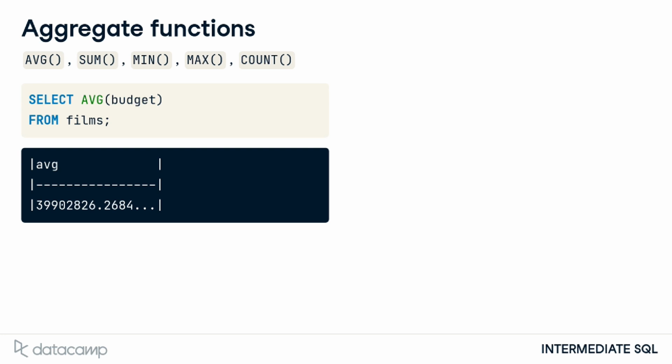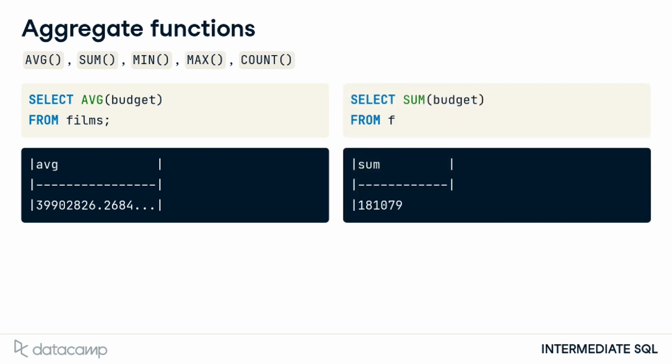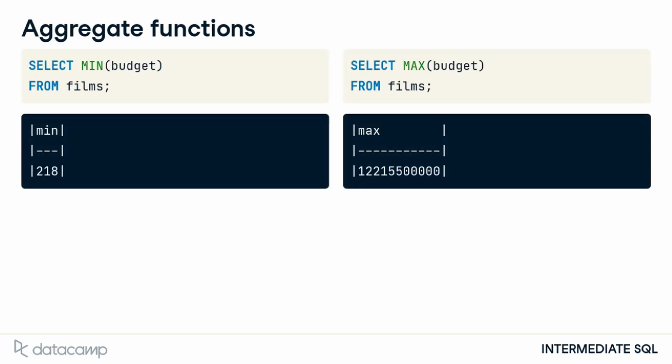That's an average of over 39 million per film in the films table. The sum function returns the result of adding the values in the budget field. Here, the total budget of all the films is over 181 billion. The min function returns the lowest budget, and the max function returns the highest budget.